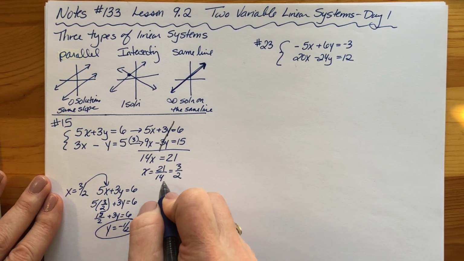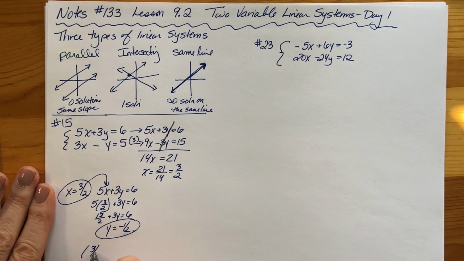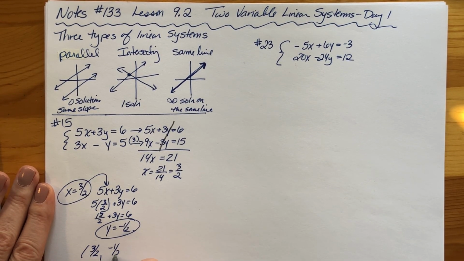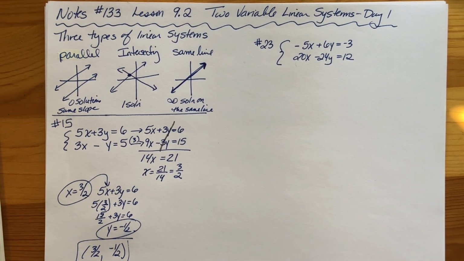All right, so my ordered pair is 3/2, comma, negative 1/2. All right, so make sure you write it as an ordered pair because that's the way your reader is going to want to see it, okay, as an ordered pair. I have a second system for us to look at over here.